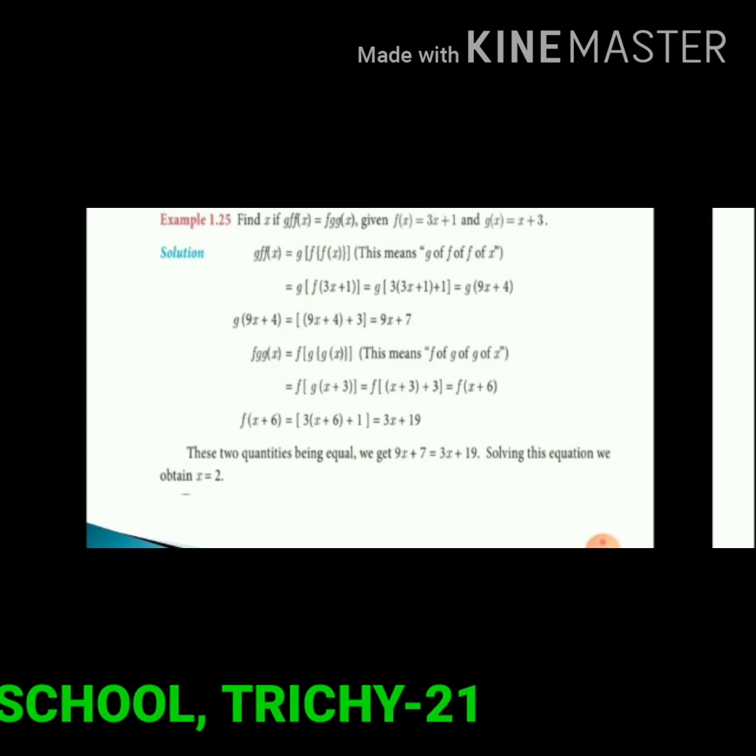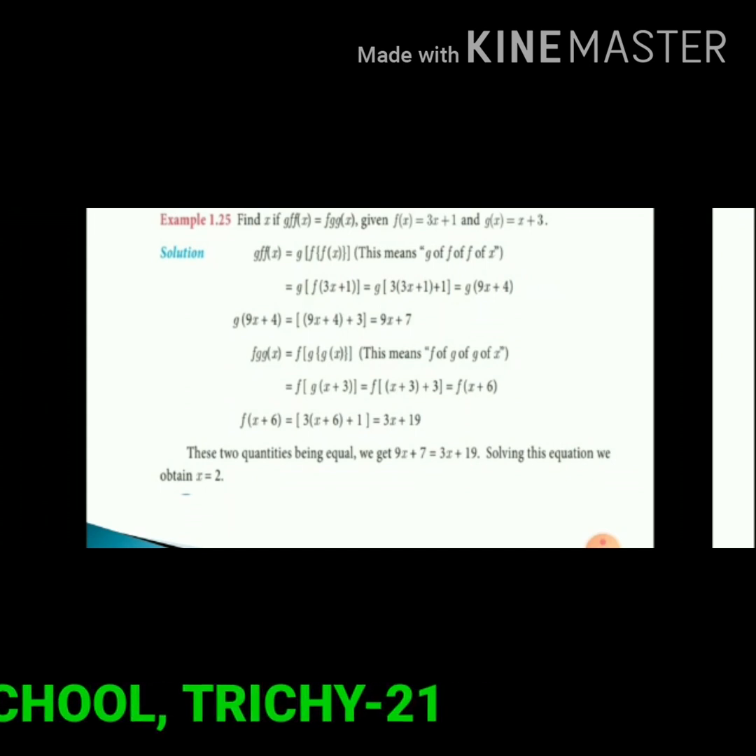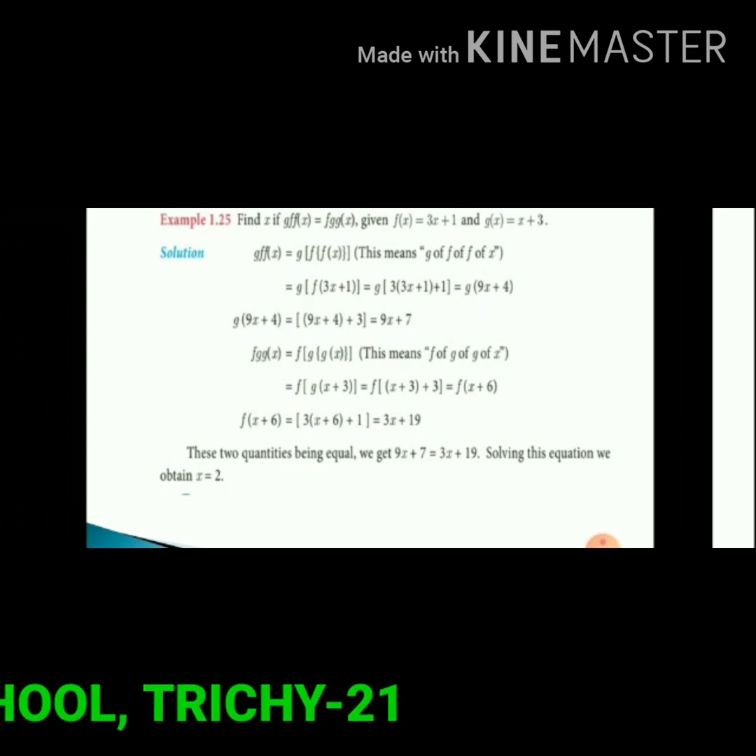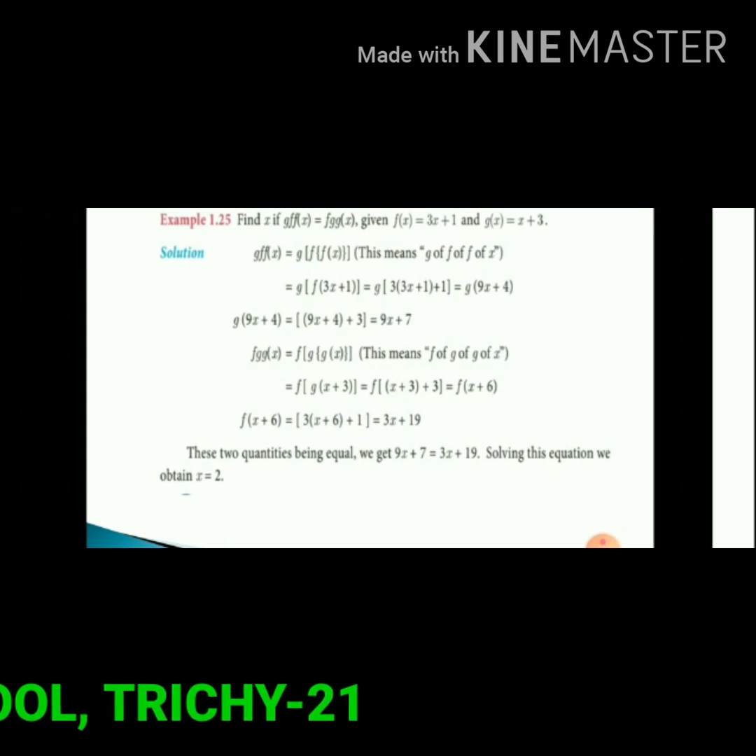Already we have the function 3x plus 1. So we substitute x is equal to 3x plus 1 in the given g of x function. So we have g of 3x plus 1, already g of x is equal to x plus 3. So we substitute x is equal to 3x plus 1. We have 3x plus 1 plus 3, which is equal to 3x plus 4.